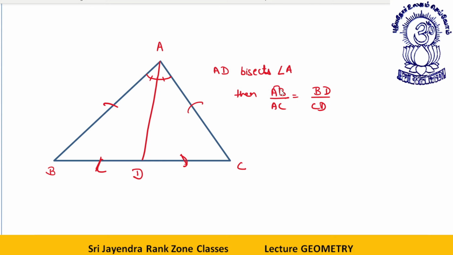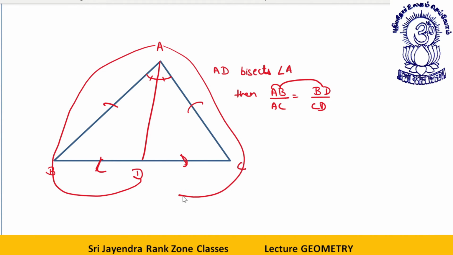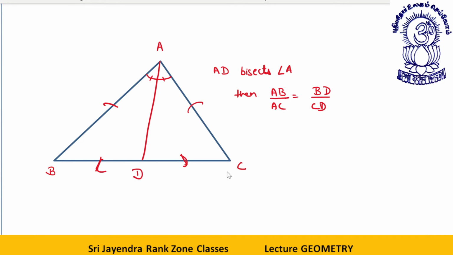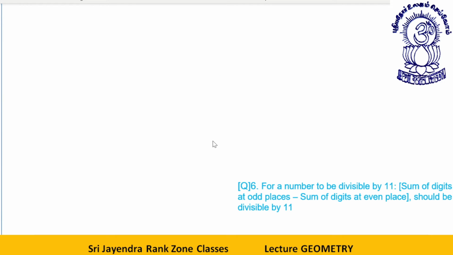Look, ABD, getting it? ABD, then ACD. If you read it like ACD, getting it, dear students? Clear to all of you? So this is the theorem, the angle bisector theorem. Directly, let's start with some questions based upon this. Okay, a very easy theorem.